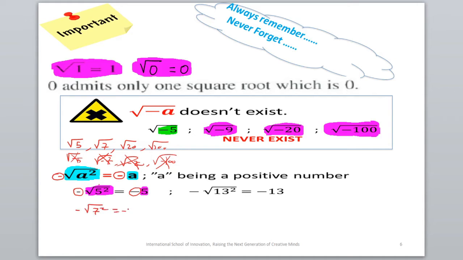Negative radical 7 squared equals negative 7. Negative radical 10 squared equals negative 10, and so on. Negative radical 13 squared equals negative 13. Negative radical 156 squared equals negative 156, and so on. You can choose any number and square it, it will be the same, but the negative sign is outside the radical, so it's okay and there is no problem, it's fine.